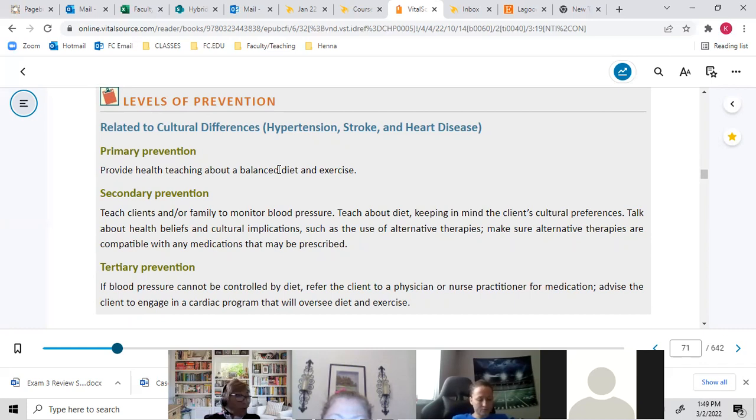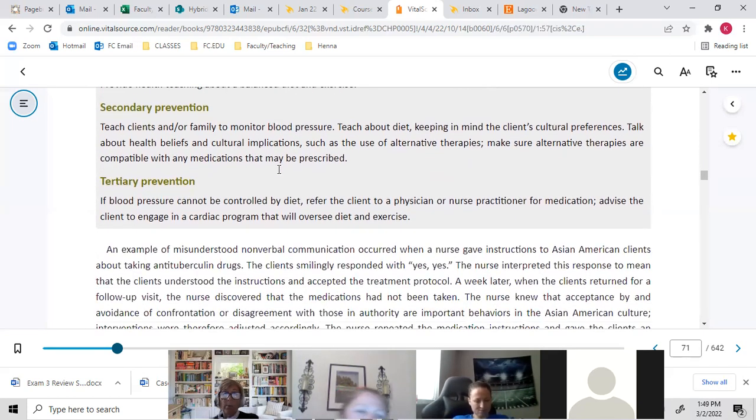Okay. And then tertiary. If blood pressure cannot be controlled by diet, refer the client to a physician or nurse practitioner for medication. Why is that tertiary? Because it's already an ongoing problem. So now you have to solve it. Exactly. Blood pressure cannot be controlled, so they have hypertension. Now what? Okay.